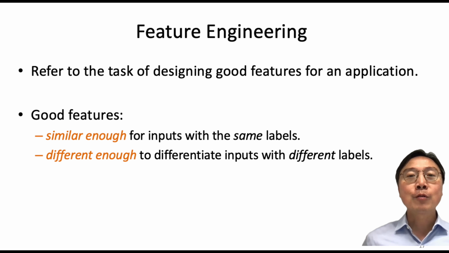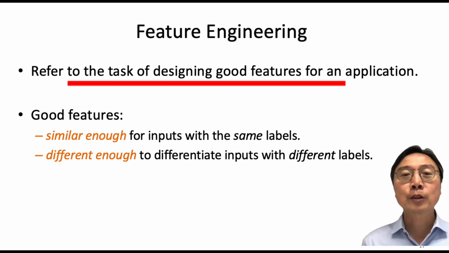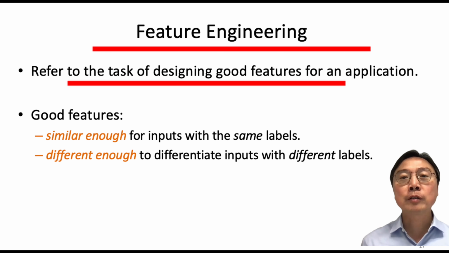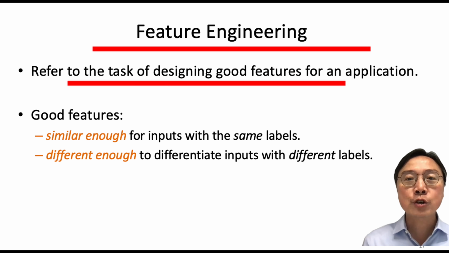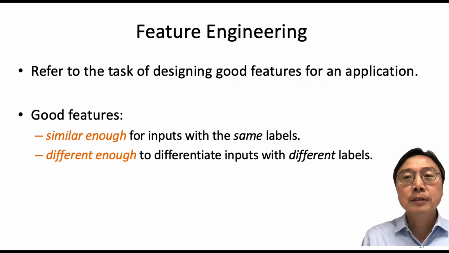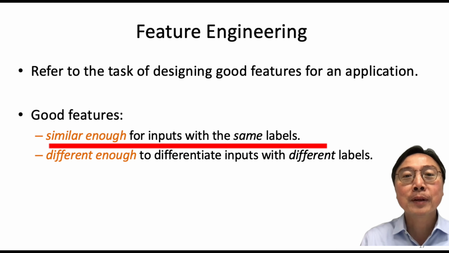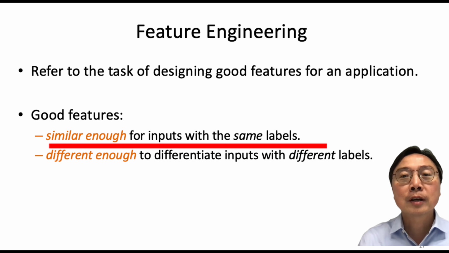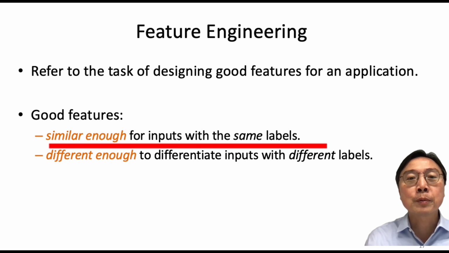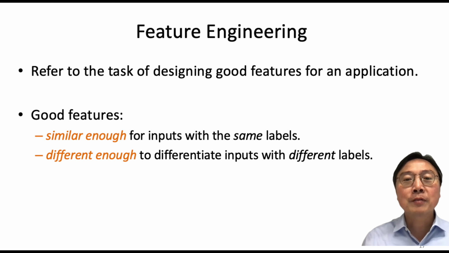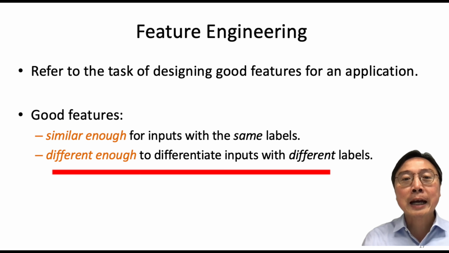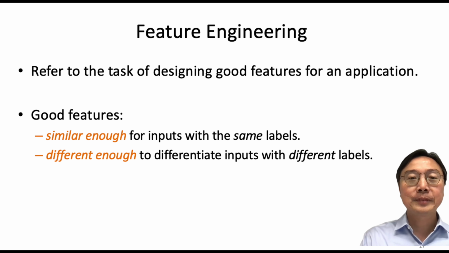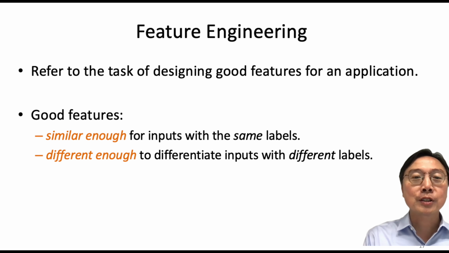The task that we have just described, designing good features for an application, is called feature engineering. So what are the principles for designing good features? Of course, if the inputs have similar labels, say images of dogs, you hope that the feature values will be close to each other, similar to each other. If the labels are different, dog versus cat, you want the feature values to be as different as possible in order to do a good job afterwards, right?